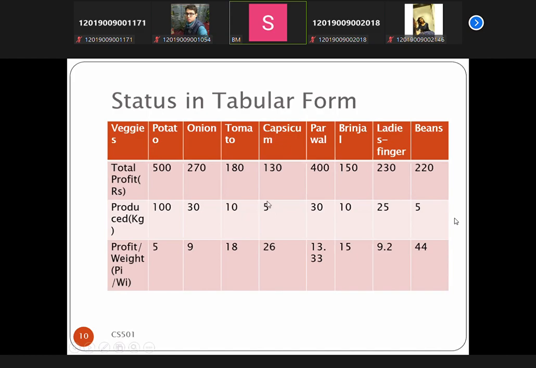How much weight is there? 5 kg. I still have 45 kg space, so I can take this capsicum also. Take 5 kg of capsicum. Then 18, go for this. Then 10, then 15, go for that. So this way, every moment you will continue.